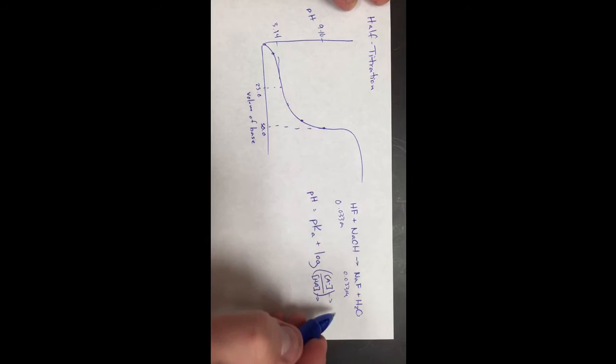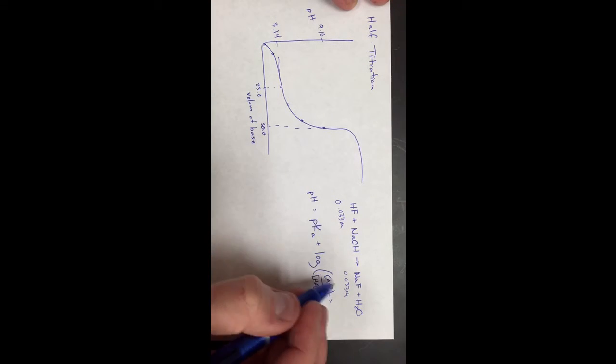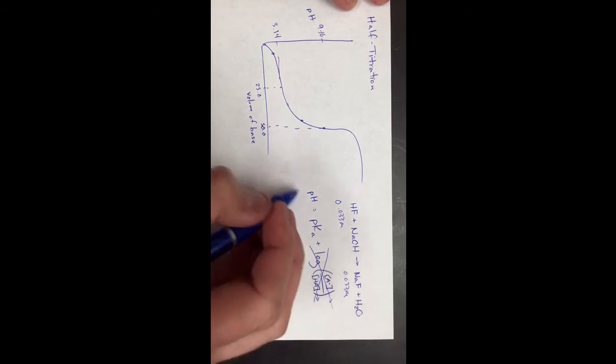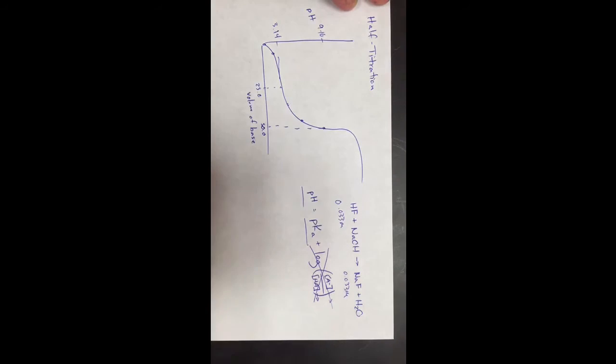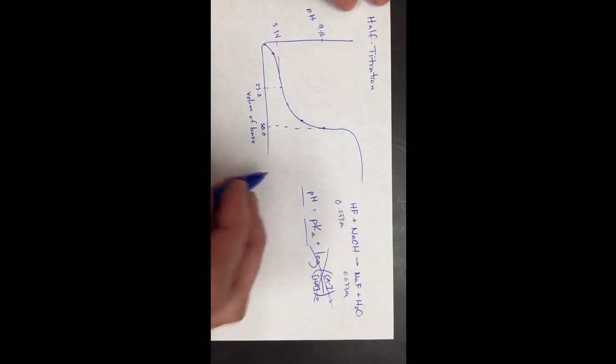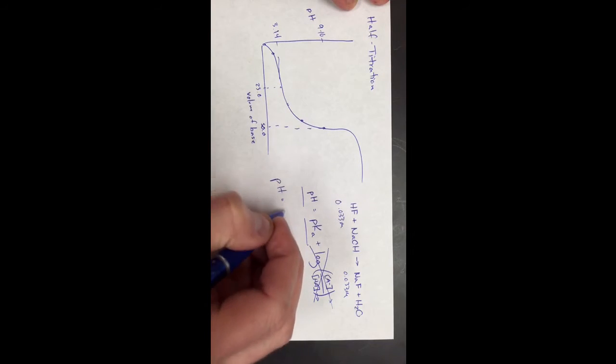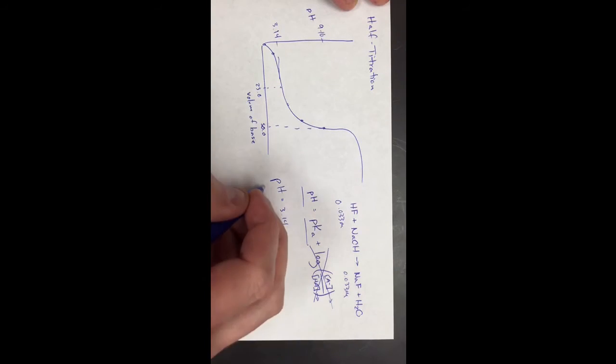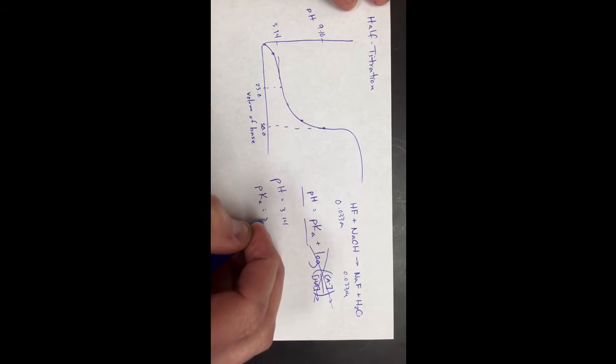That means that both of these are 0.033 molar, which means that this term is 1, and the log of 1 is 0, so we can get rid of this term, which means that at the halfway point, the pH is equal to the pKa. And if you know the pH, you can know the pKa. So if the pH is equal to 3.14, then the pKa is also equal to 3.14.